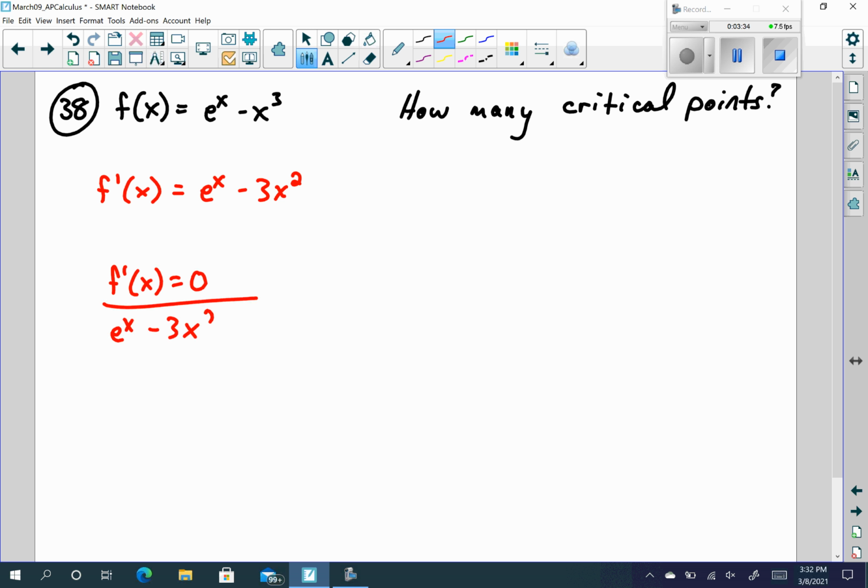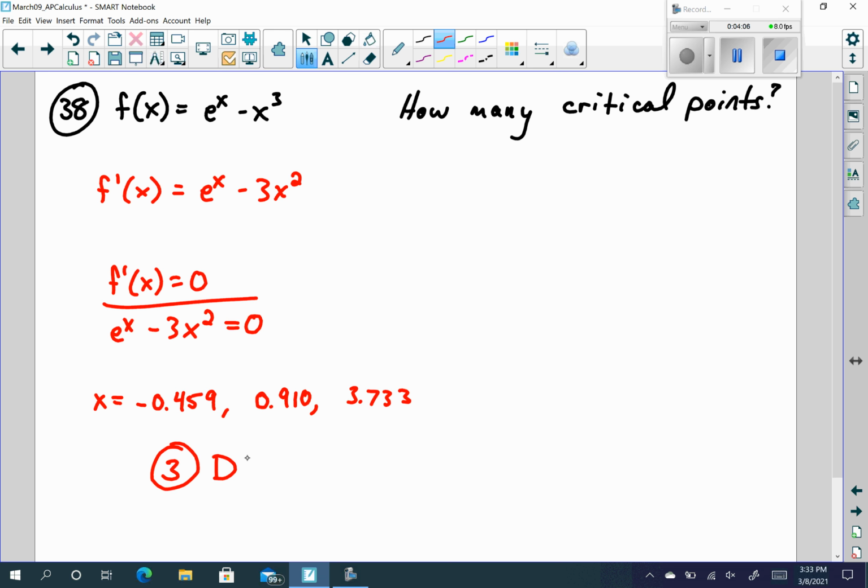It's never undefined, so we don't have to worry about that. But yes, we can use our calculator, so use the solve feature. And we should get 3 values here: negative 0.459, 0.910, and 3.733. So the correct answer is 3. That was D.